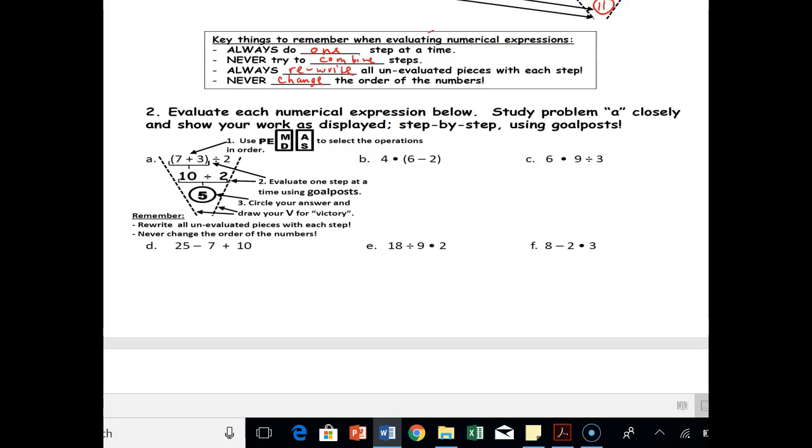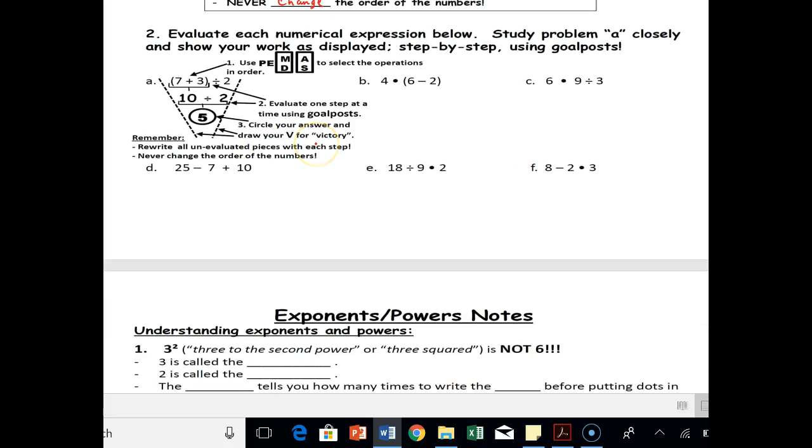So what we're going to do is try to do some of these problems with order of operations. So with PEMDAS, we're going to draw our V here. Parentheses comes first, right? So we do 6 minus 2. That's our goalpost. 6 minus 2 is 4. And then we do 4 times 4. And obviously 4 times 4 becomes 16. And we're done.